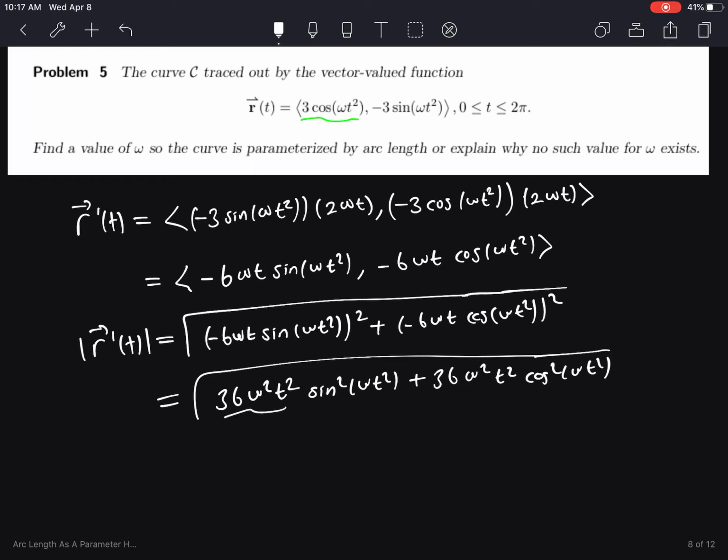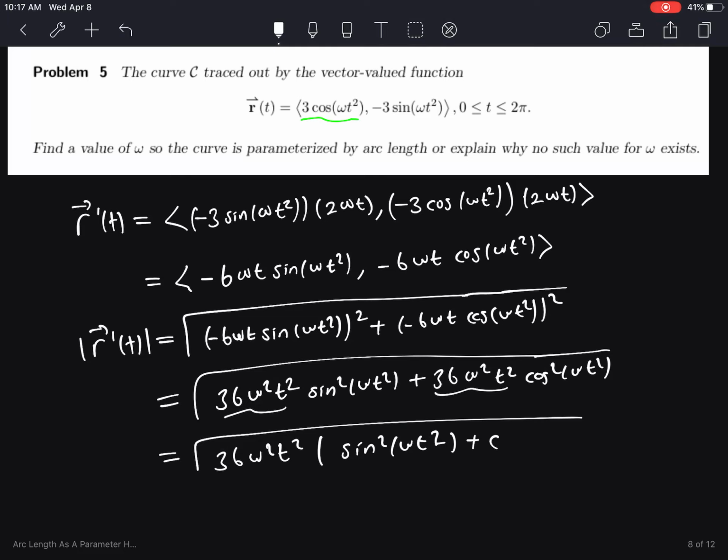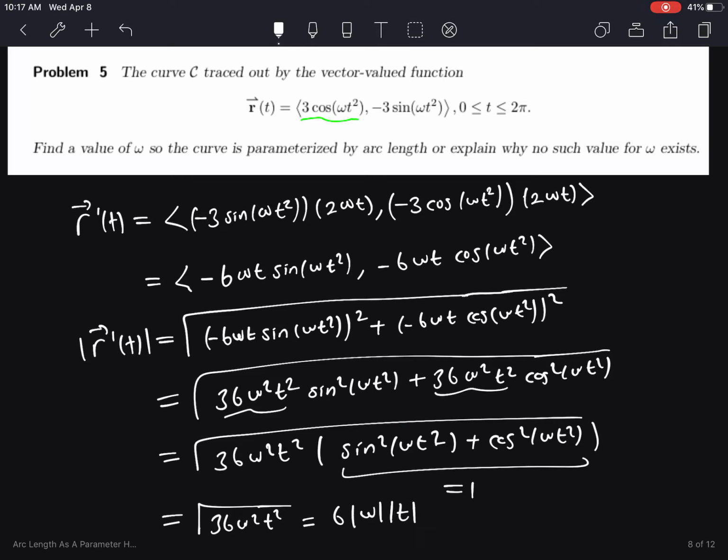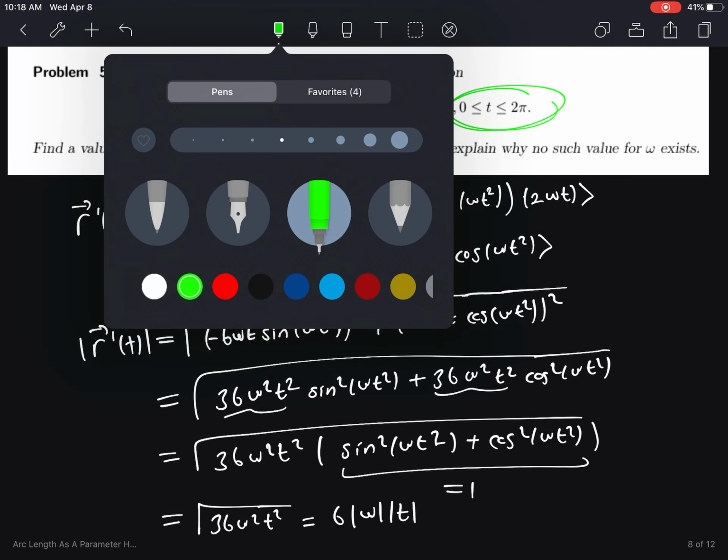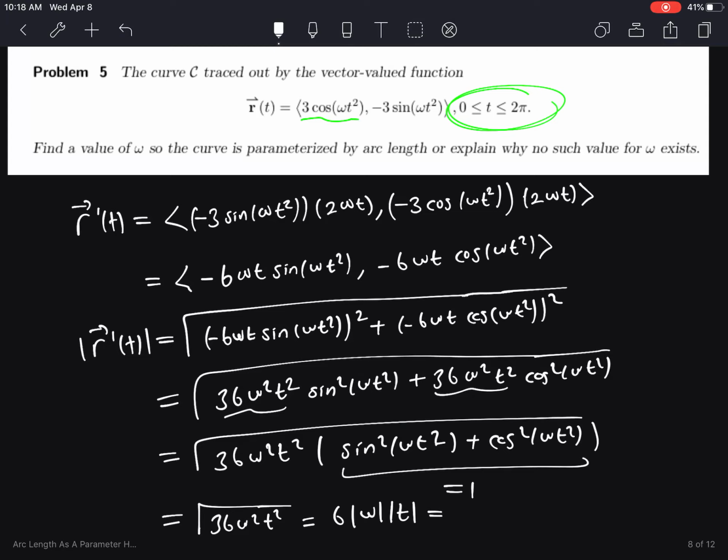As you see, we have this factor here and the same thing here, so we can take the expression 36 omega squared t squared into parentheses, and in the parentheses it's going to be sine squared omega t squared plus cosine squared omega t squared, and this is 1. So that is basically 36 omega squared t squared, and if we take the square root, this is going to be 6 absolute value of omega times absolute value of t. But t is changing from 0 to 2 pi, so it is never negative, and the absolute value of t is just t. So this is going to be 6 absolute value of omega times t.